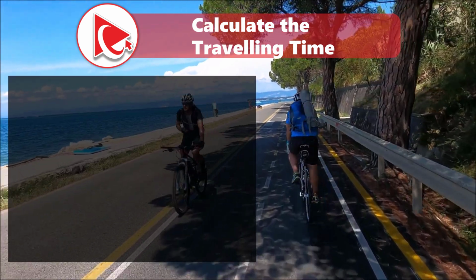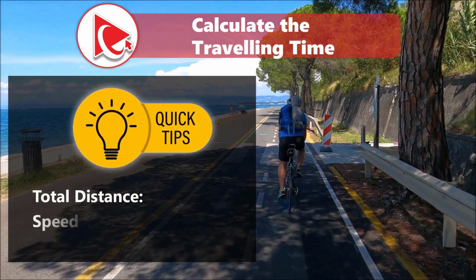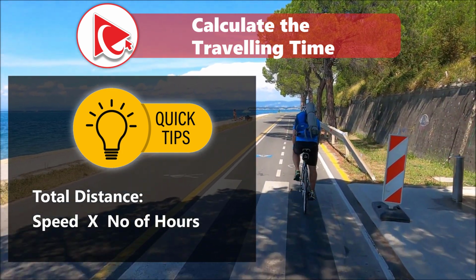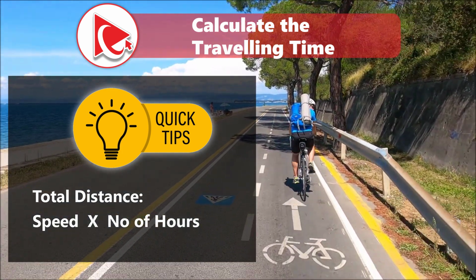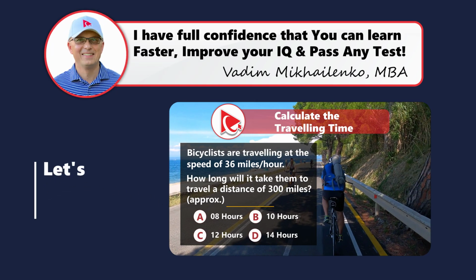Let me give you a quick hint to help you. Total distance is calculated as speed multiplied by the number of hours. I hope it was helpful because I am moving forward to share with you my version of the solution, and obviously if you have a better way to solve it, please make sure to post in comments.